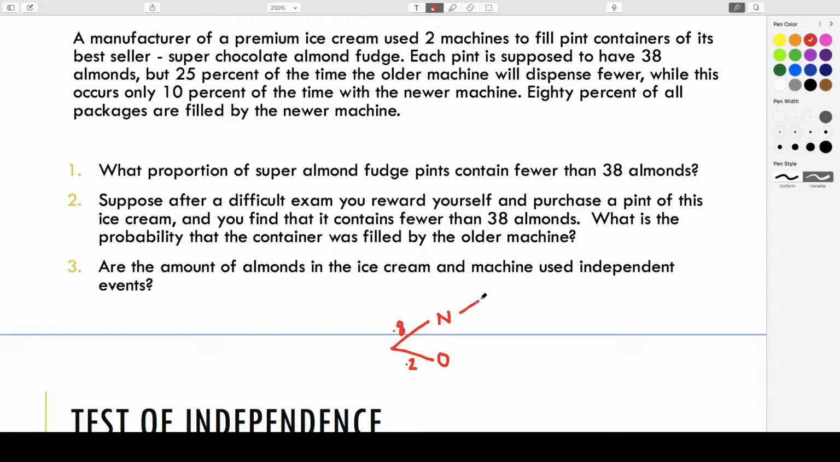If they use the new machine, what's the probability that it has fewer than 38 almonds? Good, 10%. What about 38 or more? 90%. Our branches have to add up to 1. Now, the old machine, less than 38 almonds: 25%. Good, meaning how many would be more than that? 75%.